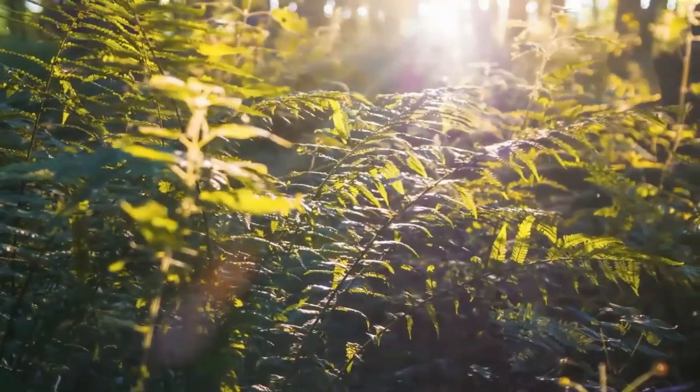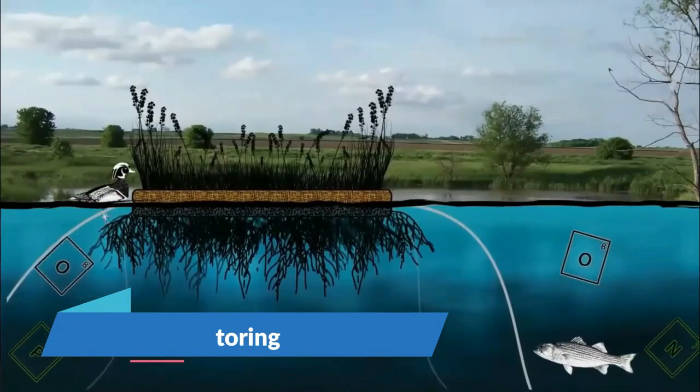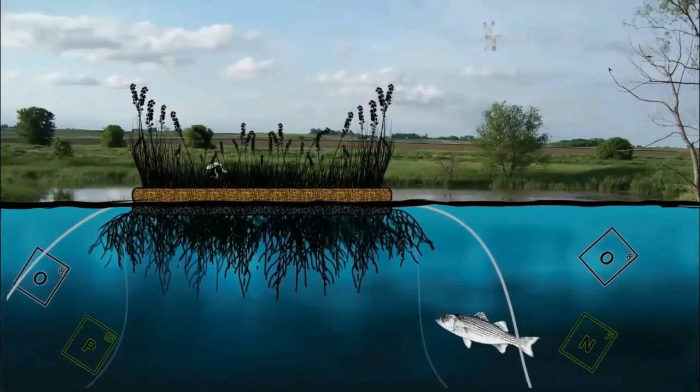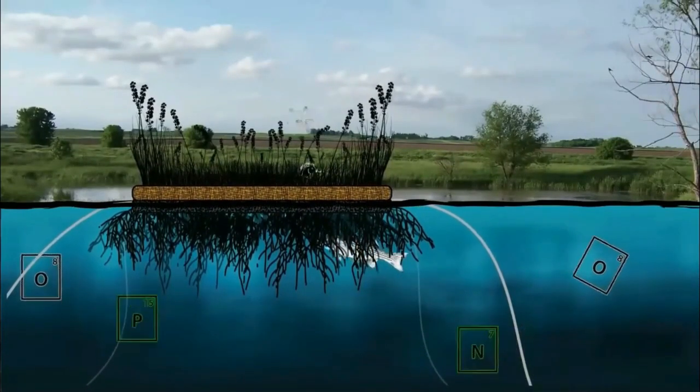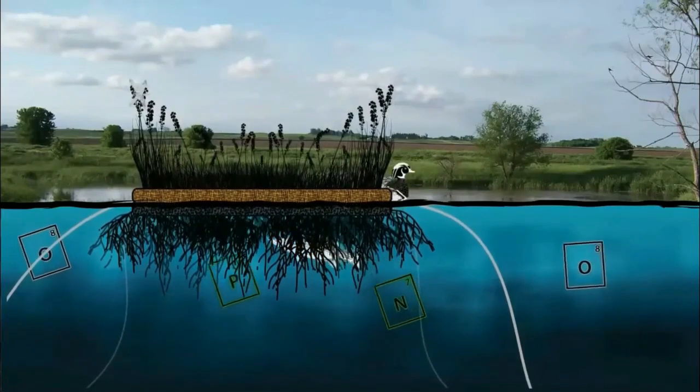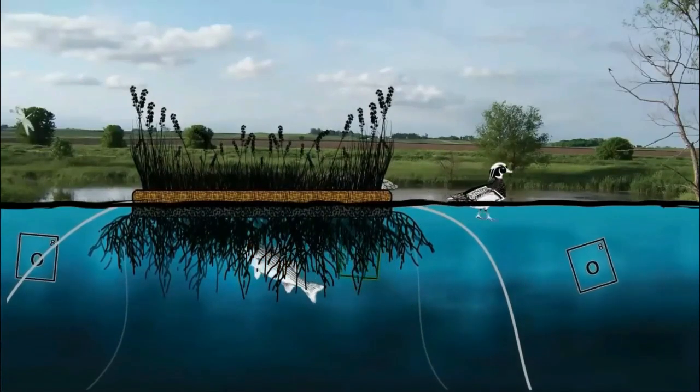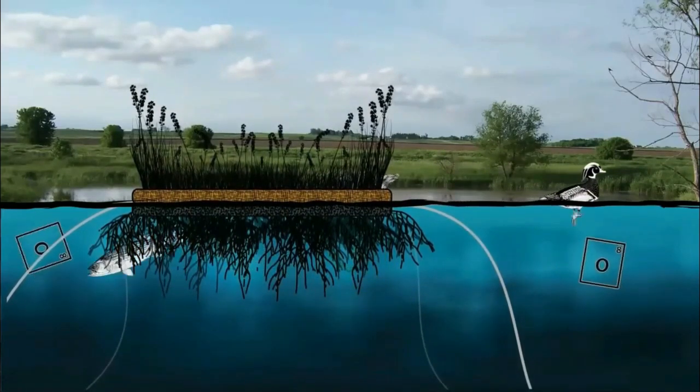Number 3. Regular monitoring. Regularly monitor the system to assess water quality and plant health, making adjustments as necessary. This might include replacing spent materials like charcoal or pruning and managing the plant growth.